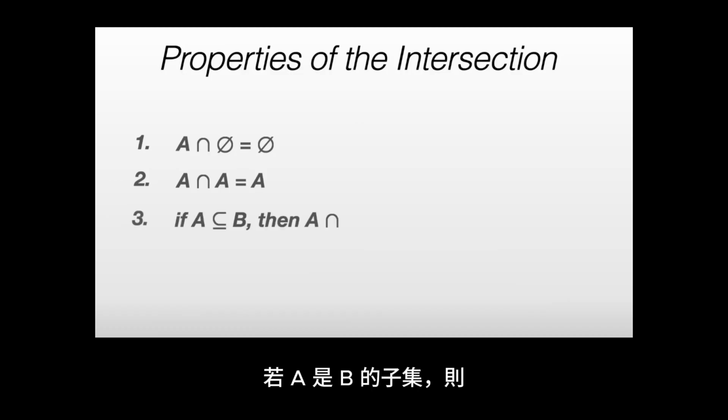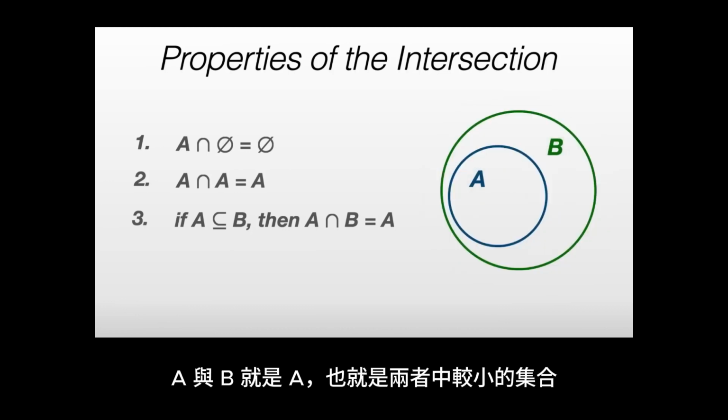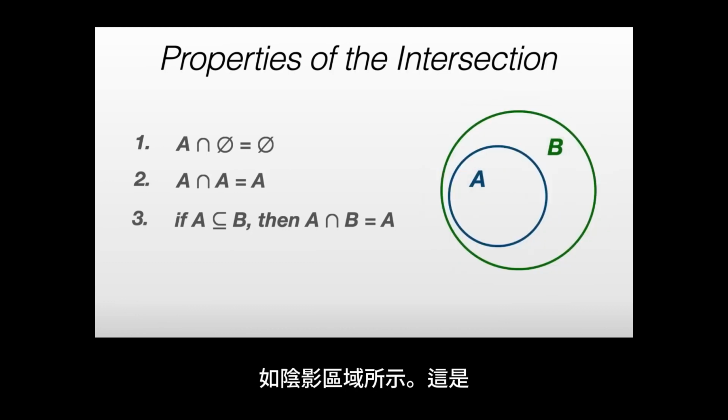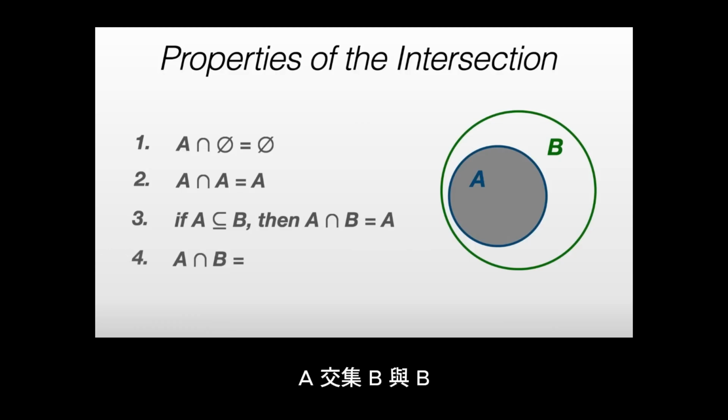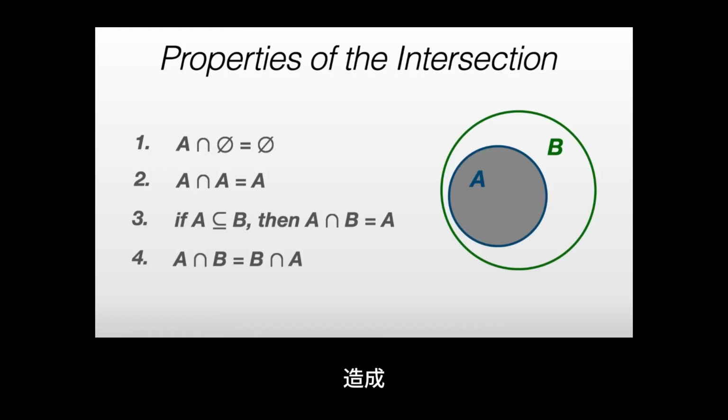If A is a subset of B, then the intersection of A and B is just A, the smaller of the two, as indicated by the shaded area. This is because the elements in A are also in B. And just like with the union, A intersect B is the same as B intersect A. That is, the order of the sets doesn't make any difference to the intersection.